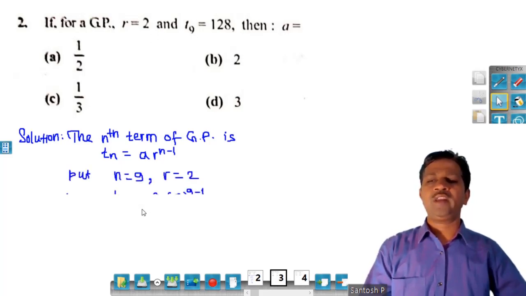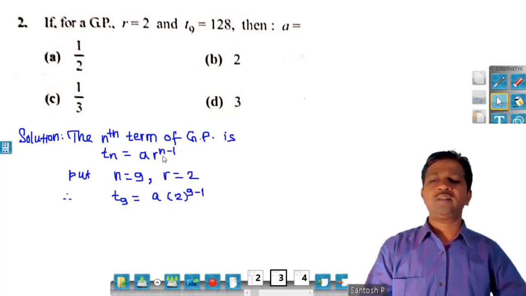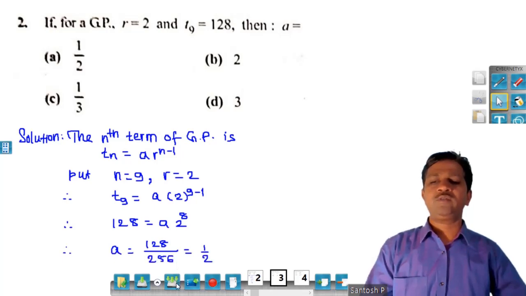So putting n equals 9 and R equals 2, and we have to find A. Here also n is 9, 9 minus 1, 8. Now put the value of T9, which is given to be 128, on the left side, and A into 2 raised to 8 on the right. So this gives you A equals 128 upon 256. The value of 2 raised to 8 is known to us. It is 256. So divide by 256 and you will get A to be 1 by 2. So the correct answer is option A.